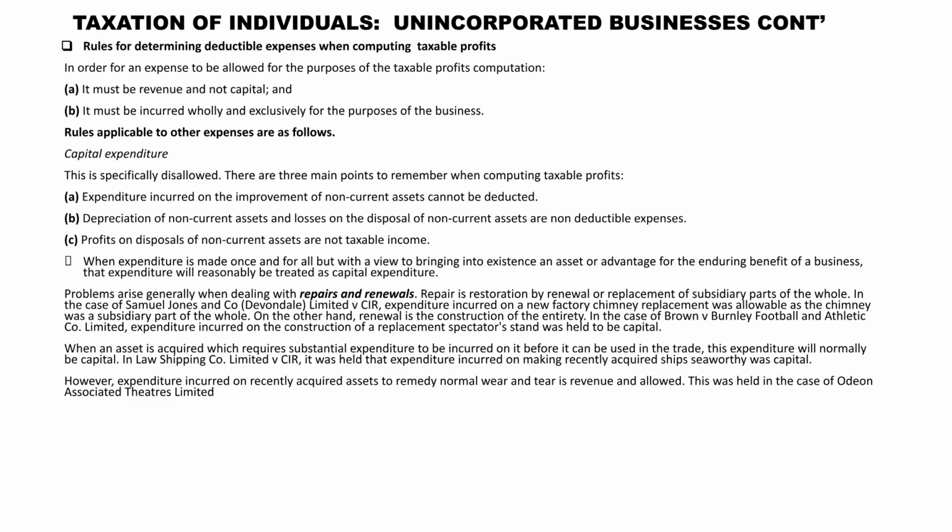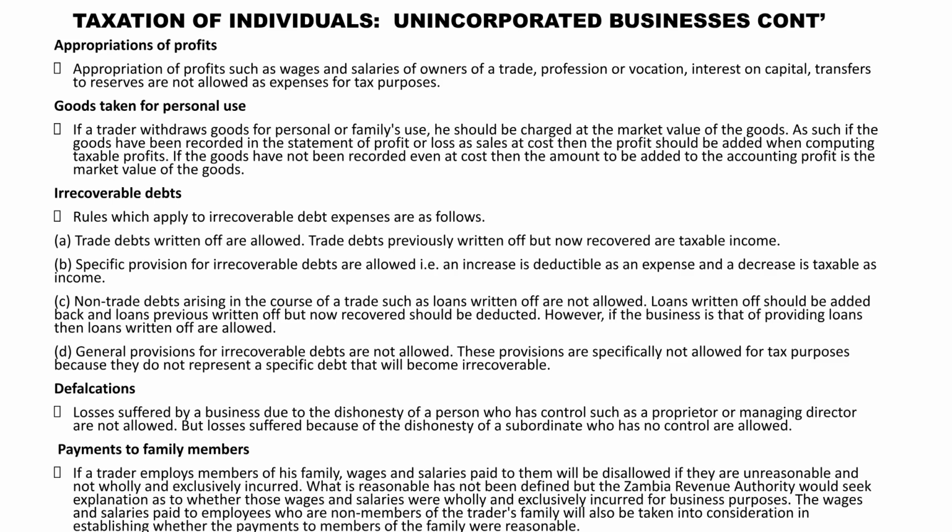Capital expenditures like asset improvements and depreciation are disallowed. Repairs are allowed if they restore subsidiary parts, while renewals, which are entire reconstructions, are capital. Appropriations of profits, such as owner's wages and interest on capital, are not allowed. Goods taken for personal use are charged at market value. Trade debts written off are allowed, as are specific provisions for irrecoverable debts. Losses from a subordinate's dishonesty are allowed, unlike those from a proprietor.